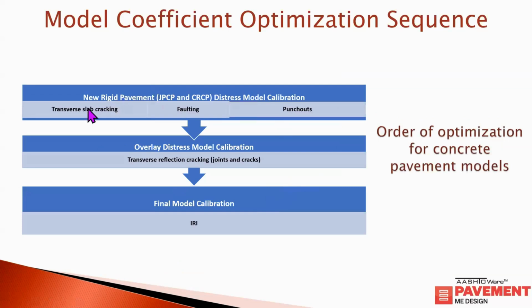And similarly, on the concrete side, you want to do the stresses, transverse cracking, faulting on JPCP. Punch outs, recalibrated coefficients, plug them into the models, into the files, and then you're doing the overlay calibration, adjusting those coefficients. Then you take those coefficients, plug them back in, and then you do the International Roughness Index. And obviously, if you're not doing an overlay, you just skip the step here, go right from the stresses, use those to calibrate the IRI model.